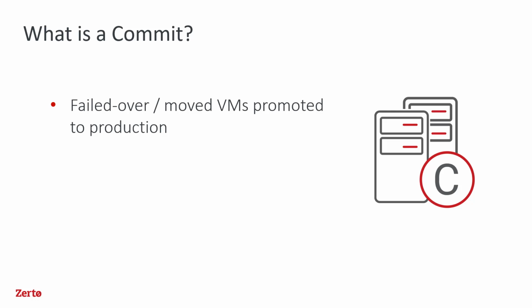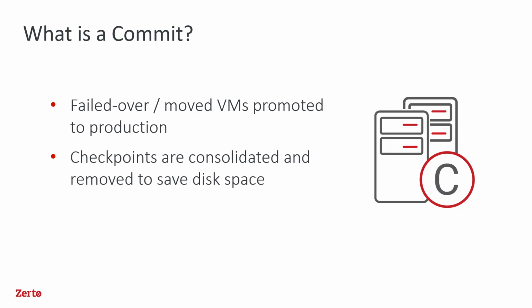In the case of a live failover, this will also start reverse replication if you set it up. When you commit to a checkpoint, all other checkpoints in the journal are consolidated and removed to save disk space. Once the journal is consolidated, Zerto can no longer go back to any other point in time. To put it another way, you are essentially saying, I no longer need my journal history. This is the point in time that I want going forward.